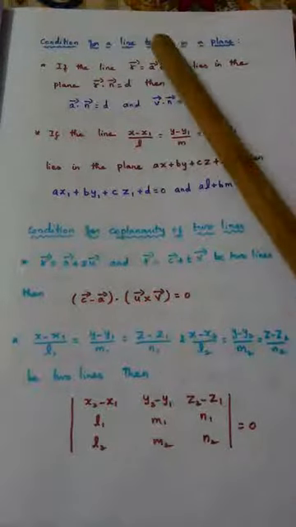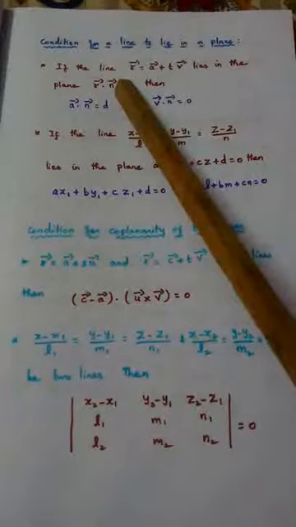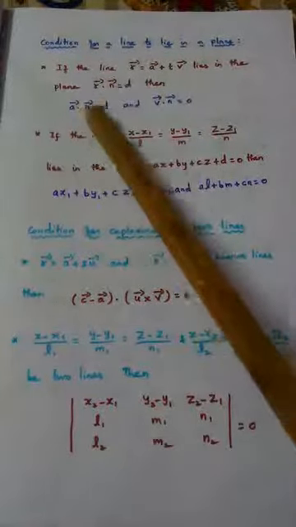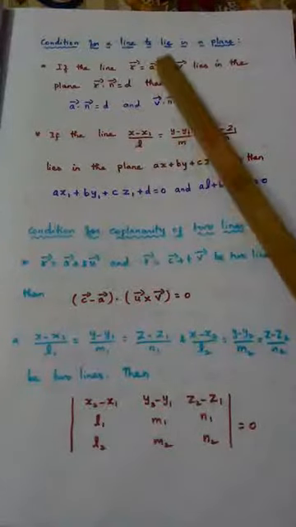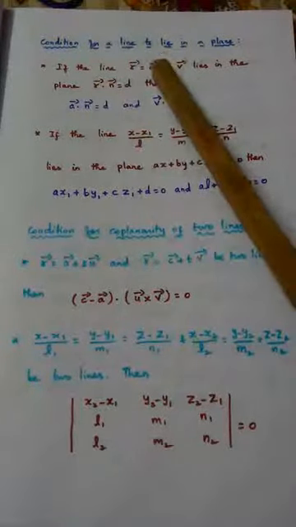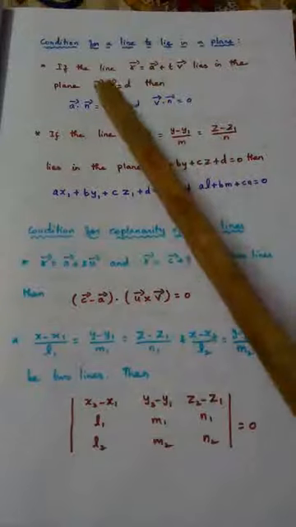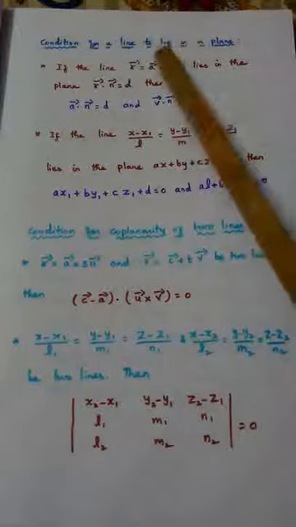Then the condition for the straight line to lie in this plane is given by a vector dot n vector equal to d. What is the meaning? We have to substitute the point of the straight line in this plane. That is the meaning. A is substituted in place of r. So a vector dot n vector equal to d. The meaning is the point on the straight line should satisfy the equation of the plane.